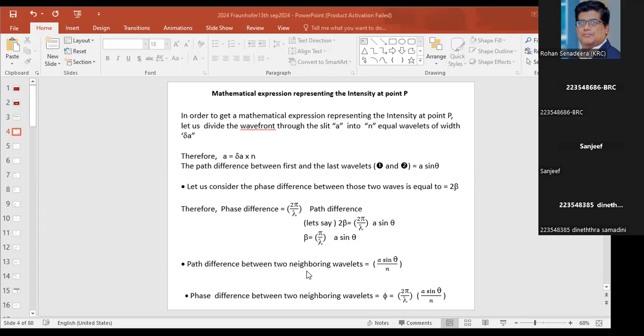Now we can consider small things. Path difference between two neighboring wavelets, very small. So that total is a sin theta. Total a and b, 1 and 2 rays. If you take 1 and 2 rays, then the path difference is a sin theta. But since we have n number of small wavelets, the path difference between those two wavelets is a sin theta over n. So we have n number of wavelets and the total path difference is a sin theta, so we divide by n. Now we can write the phase difference between two neighboring wavelets.